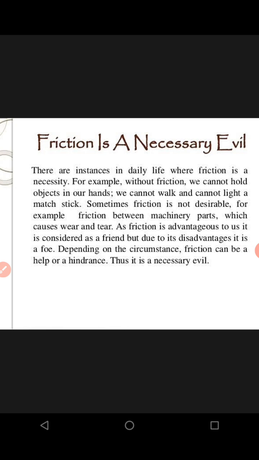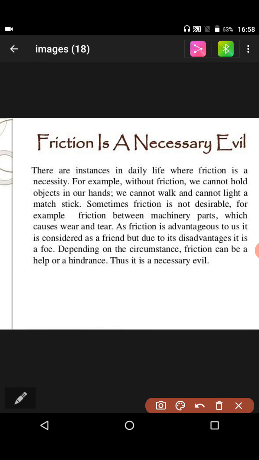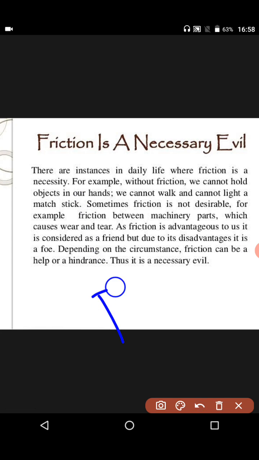Sometimes friction is not desirable, like in machinery parts. Because of friction, our chappal, whatever is there, has some grip kind of thing at the bottom. Without that we can't walk on smooth surfaces. That's why it is specially designed. Due to friction it will become plain, and then for smooth surfaces you can't use it again. So that is one of the disadvantages.